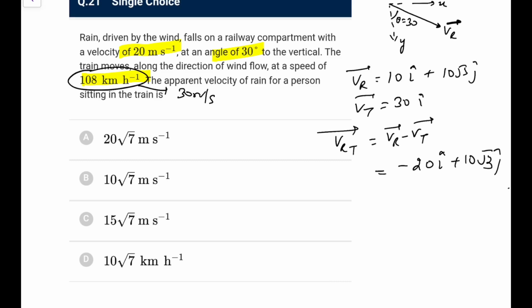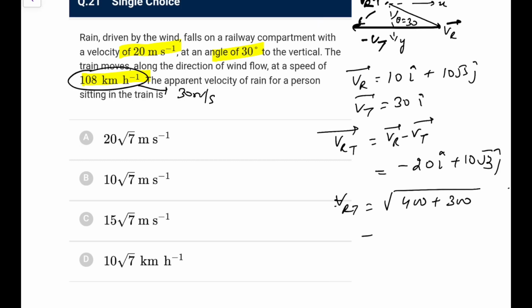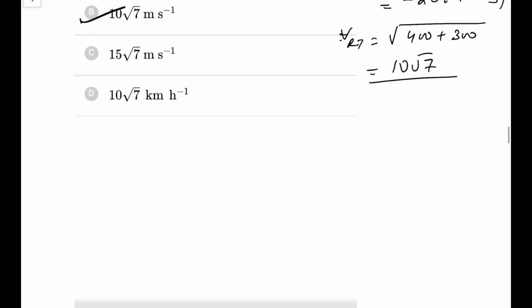So you can make it out, if I draw, this would be minus Vt like this, so it would be somewhere here like this. This is V of rain with respect to train. So we have to calculate the speed of rain with respect to train, that is 20 square is 400, 10 root 3 square is 300, so it comes out as 10 root 7. Go for option B here. So just use the vector components, that would be better for you.